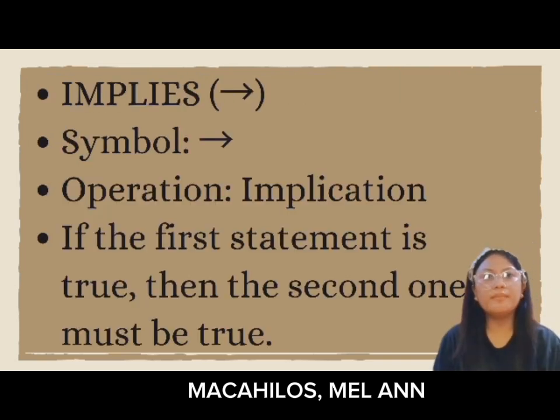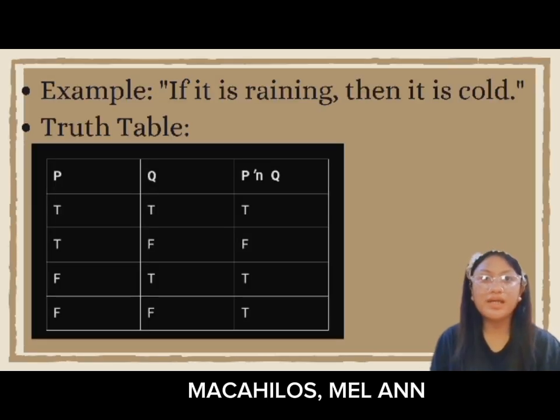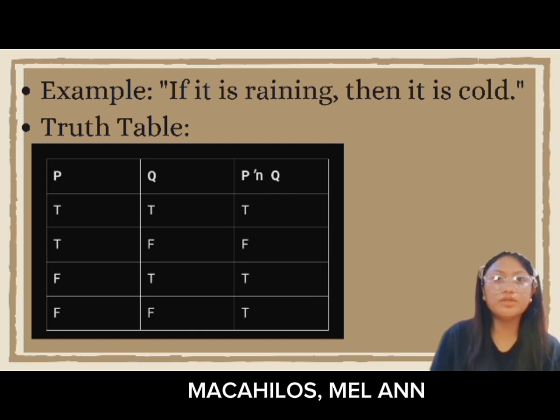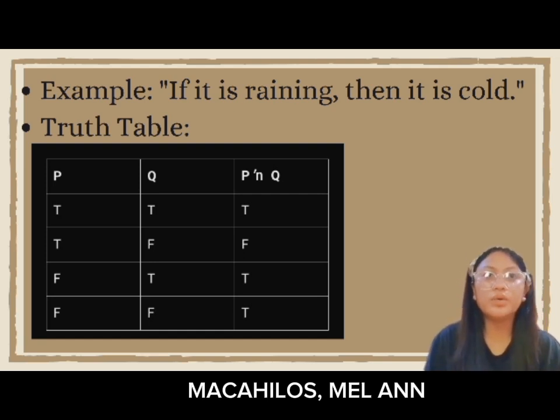The fourth one, we have implies with a symbol. This operation indicates that if the first statement is true, then the second one must be true. For example, if it is raining, then it is cold. Here I give a truth table example, where P represents the first statement, it is raining, and Q represents the second statement, it is cold. So if the first statement is true, then the second statement must be true to get the result true.